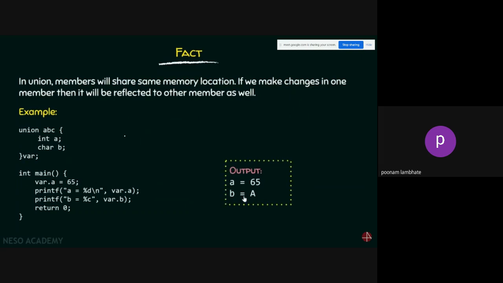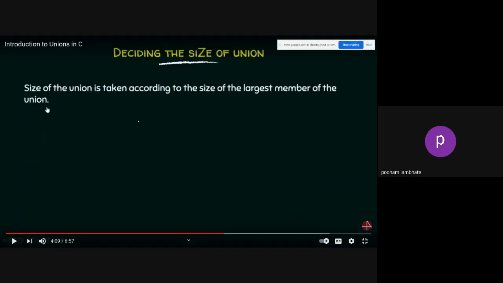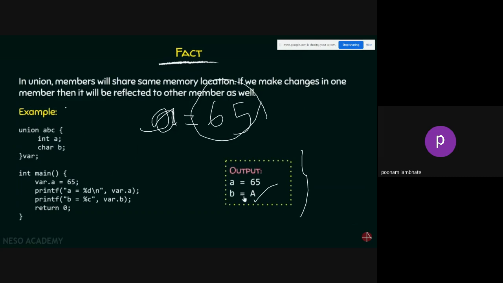If you change the value of any one union variable, it will affect the other values also. For example, if I make A equal to 65, it will affect the value of B. Means if you don't initialize B, B will be equal to the character corresponding to the ASCII value 65, right? So B will become capital A. Have you understood this?